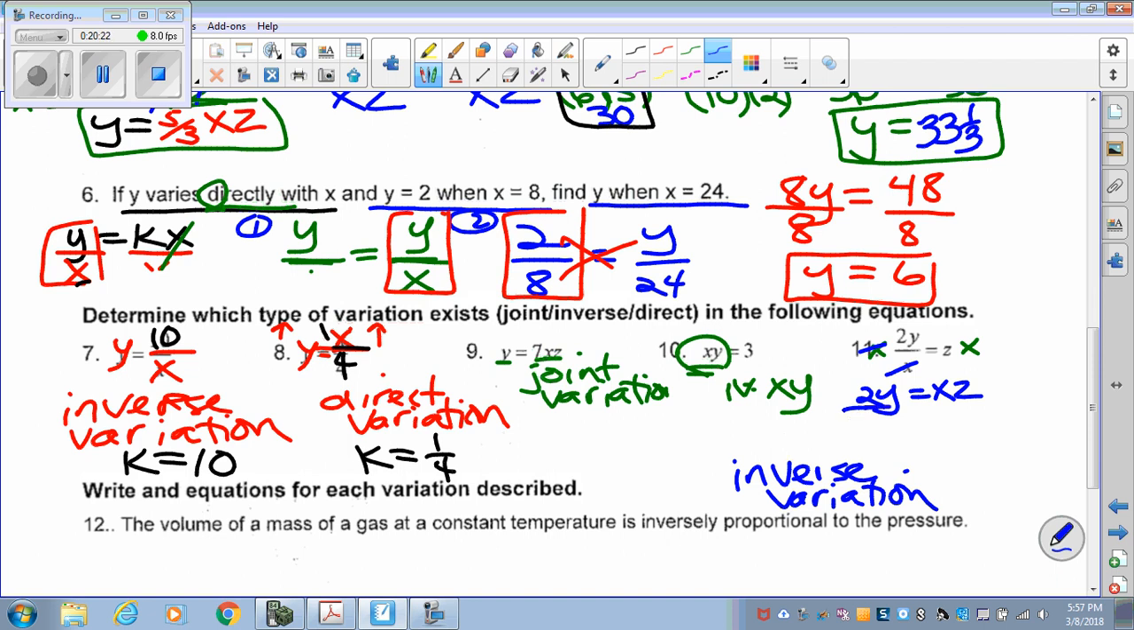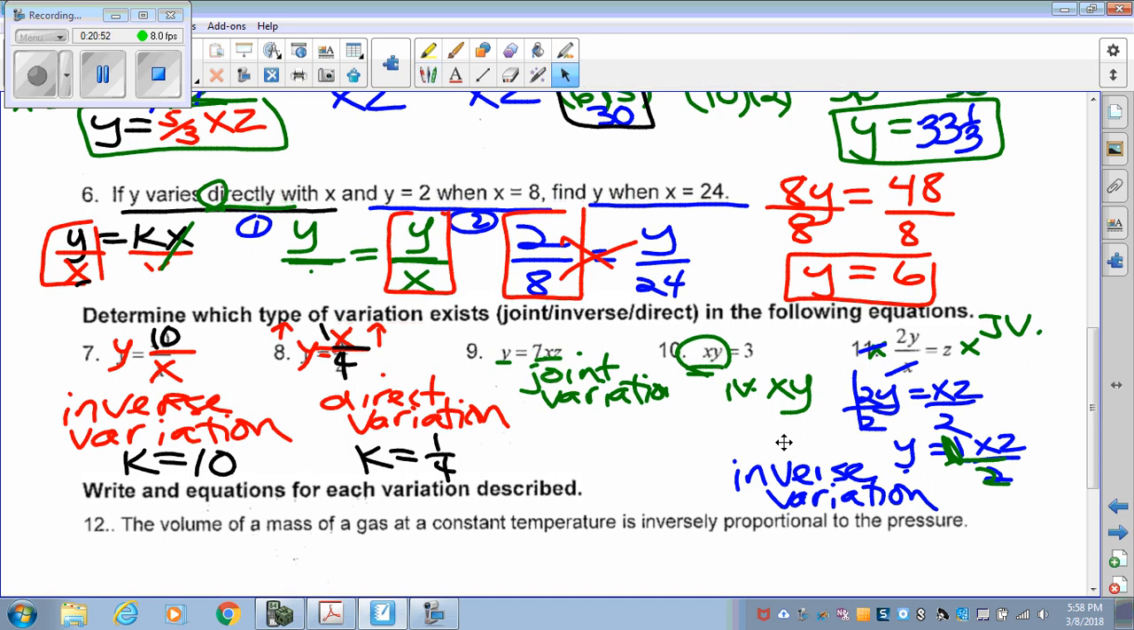And then I'm going to get the y by itself. So y equals x times z, all right, divided by 2. Well, that means my constant, my k, actually is a fraction. It's 1/2. Okay? But yeah, that would be a joint variation, because I have x, y, and z. Okay, very good. We'll stop that there.